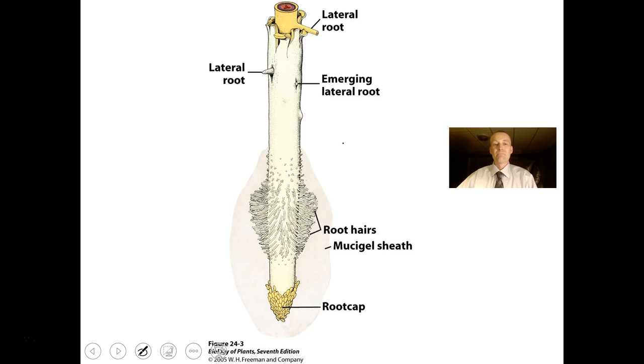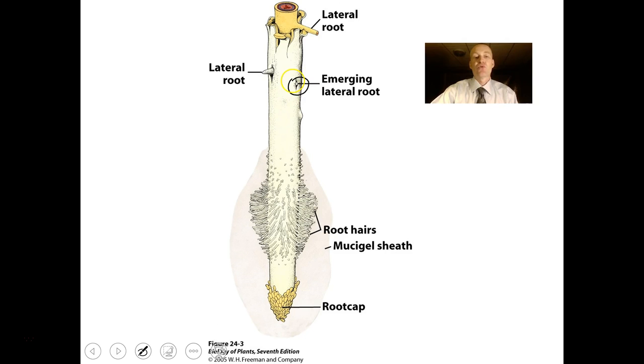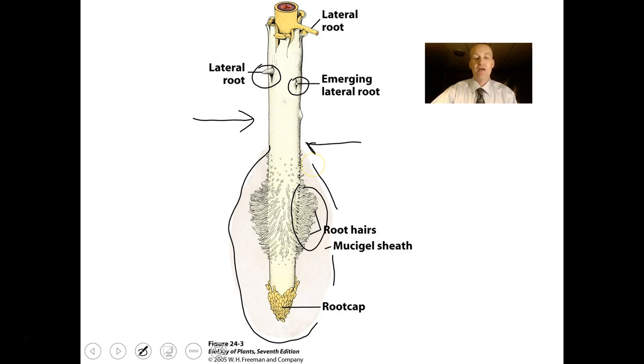Just showing you a root over here. And you can see an emerging lateral root. Here's a little lateral root coming off the main taproot in this example. So it does have a covering on the outside surface that we've talked about. Here's a bunch of root hairs covering the whole root. Near the root cap is this mucus-like material called mucigel, and it's a sheath that helps the root push through the soil and slide on through the soil. So here's the root cap. And this is a protective layer. As it's pushing through the soil, it protects the root.